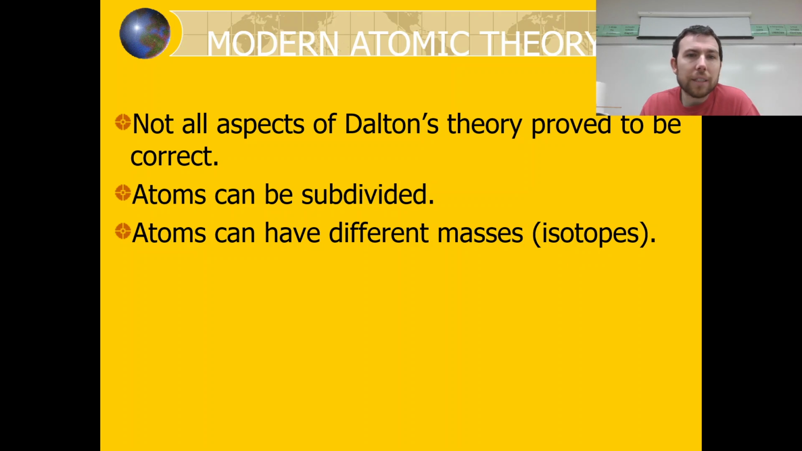The next thing that we notice is that atoms can have different masses. So they can still be the same atom, but have a different mass, have a different isotope because of the number of neutrons that are found in the nucleus of that particular isotope.